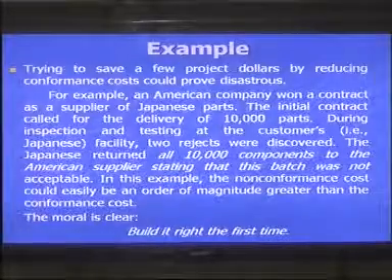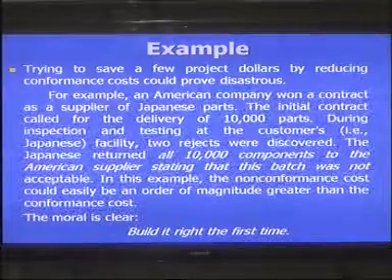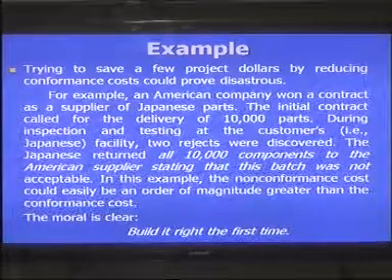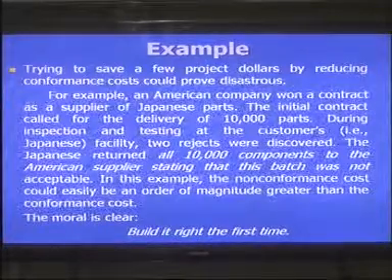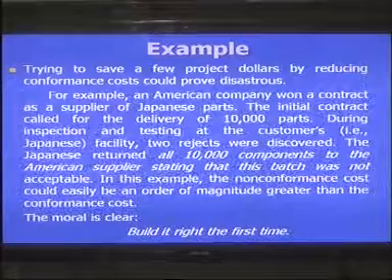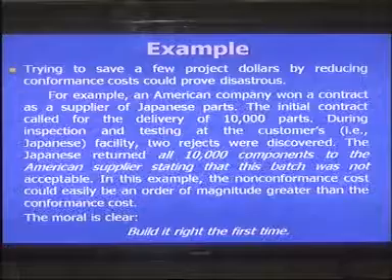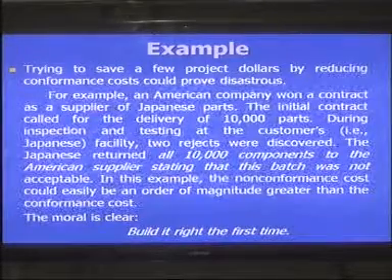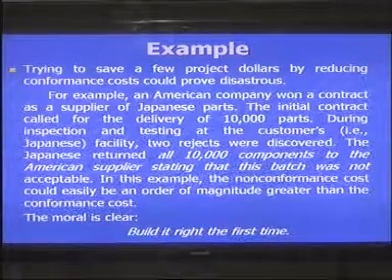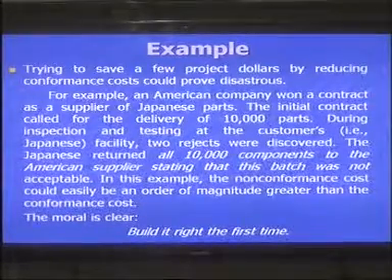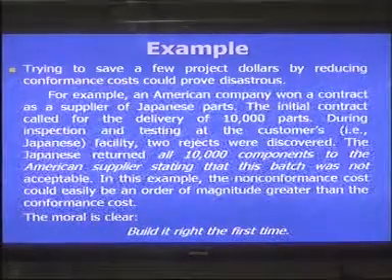Example: trying to save a few project dollars by reducing the conformance cost could prove disastrous. For example, an American company won a contract as a supplier of parts to a Japanese company. The initial contract called for the delivery of 10,000 parts. During inspection testing at the customer's facility, 2 rejects were discovered. The Japanese returned all 10,000 components to the American supplier, stating that this batch was not acceptable. In this example, the non-conformance cost could easily be an order of magnitude greater than the conformance cost. The moral is clear: build it right the first time.